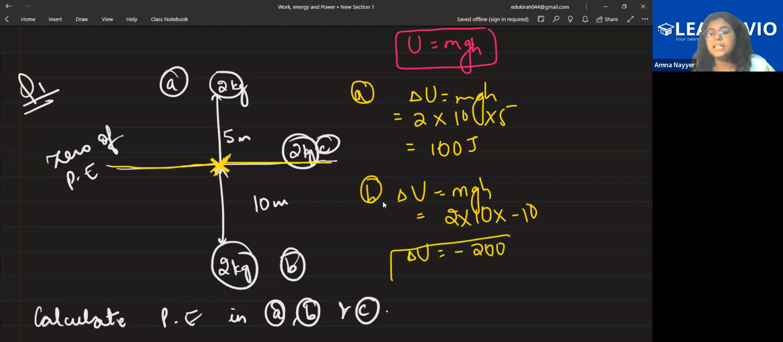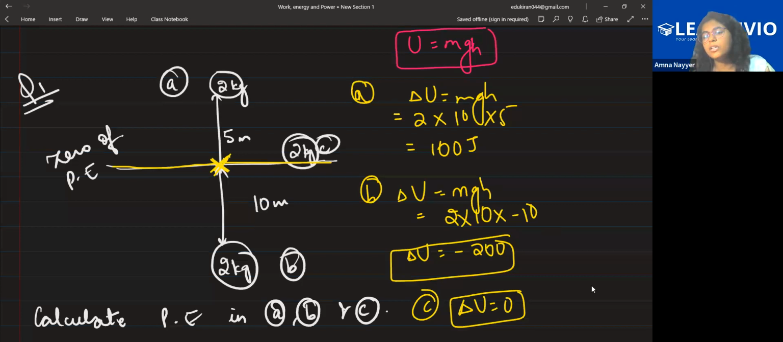And see, in the C part, there is no displacement. So directly the potential energy will be 0. Why? Because it is mg into 0. There is no displacement. This is the mass, the force. This is the displacement. Okay, write this down.